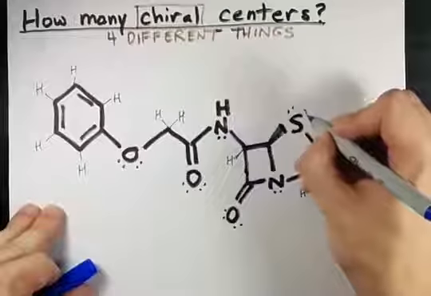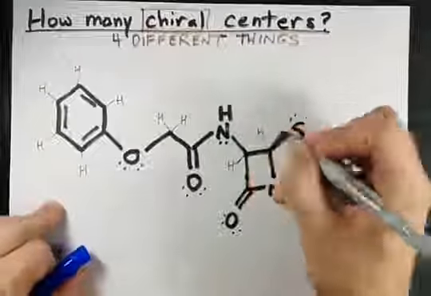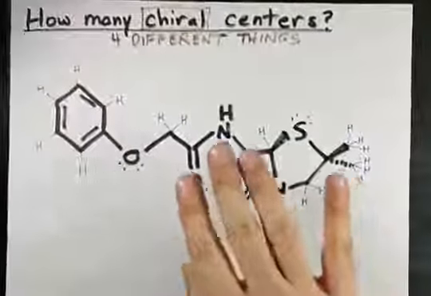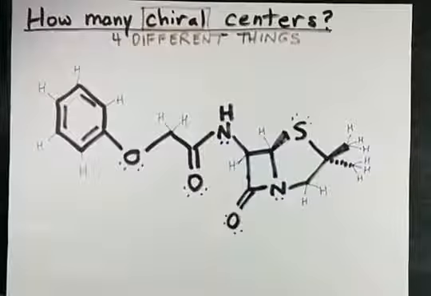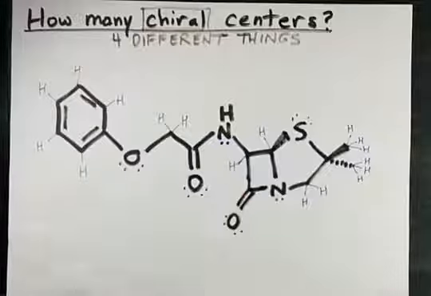This sulfur needs 2 lone pairs, etc., etc. And actually this hydrogen needs to be shown as well. Okay, so all the atoms have their 4 things around it. They satisfy the octet rule. Let's start counting. See if we can find atoms that have 4 different things attached.